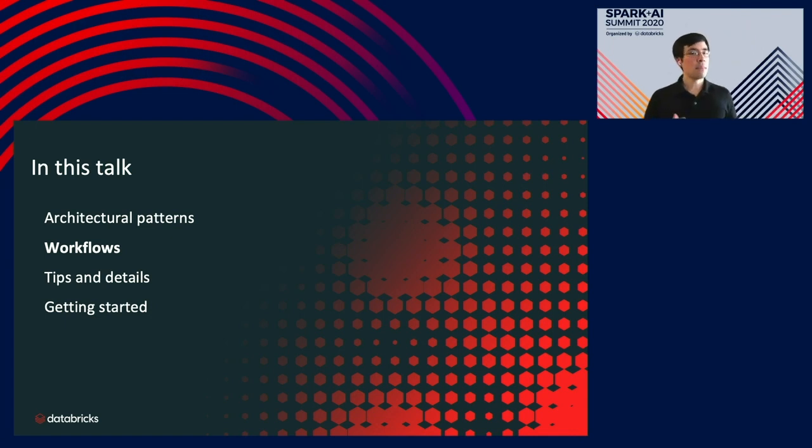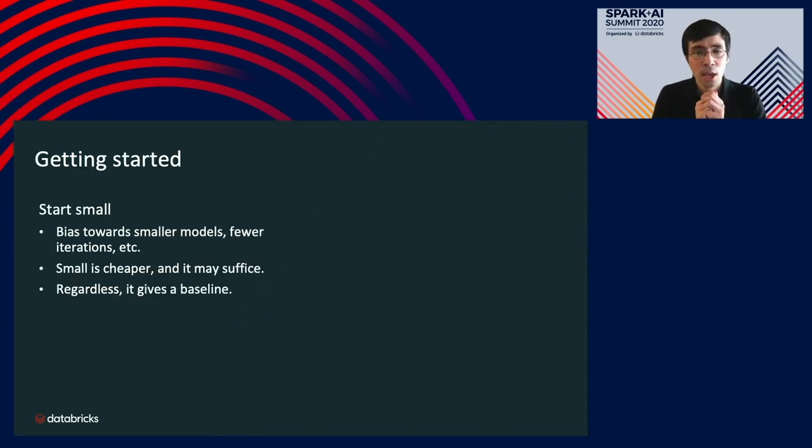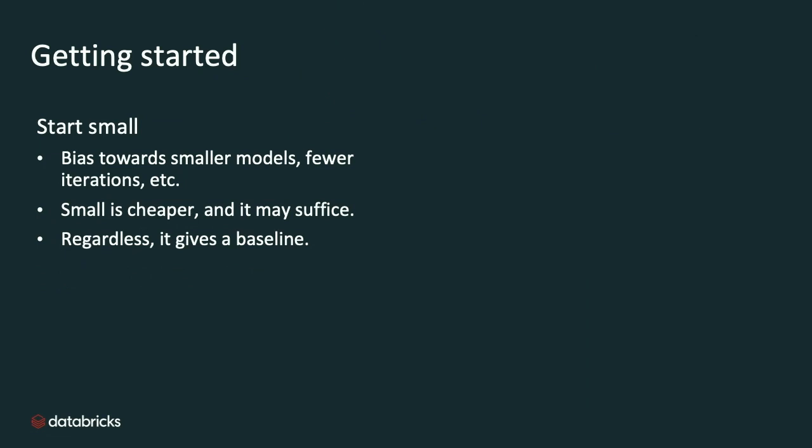Cool, so that touches on the main architectural patterns I've seen in the field. Getting into workflows, I'd really like to touch on common workflows and particular tips for each. In order to get started, my first piece of advice is start small. Bias towards smaller models, fewer iterations, and so forth. This is partly being lazy, small is cheaper, and it may suffice, but it also gives a baseline. Some libraries, such as TF-Keras, which I'll demo later, support early stopping algorithms, which can take that baseline into account.